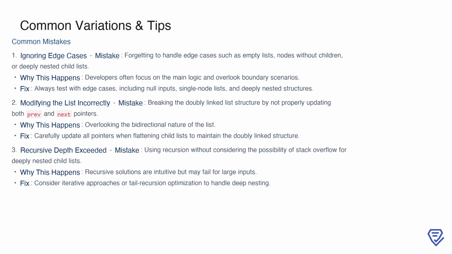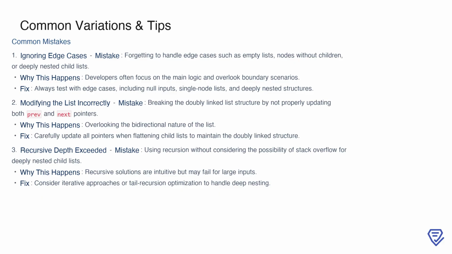This happens when the doubly linked list structure is broken, often because both the previous and next pointers are not updated properly. Since this list is bidirectional, you need to ensure all pointers are adjusted carefully while flattening any child lists. Lastly, recursion can lead to a stack overflow if the list is deeply nested.